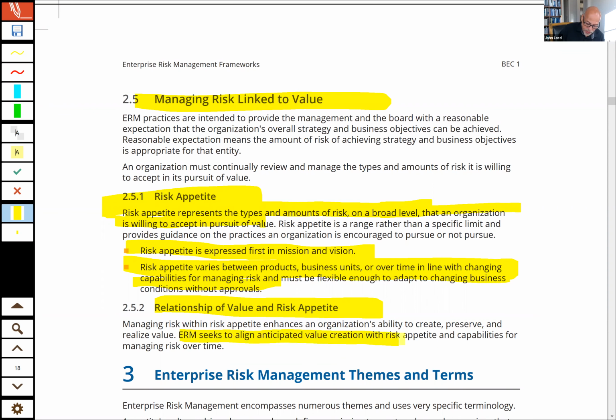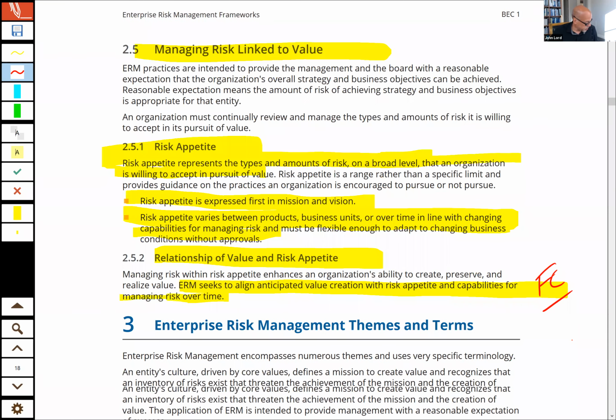ERM seeks to align anticipated value creation with risk appetite and capabilities for managing risk over time. Okay, so again, we're looking at the values of the company. We're looking at how different risks are going to affect our ability to achieve value, within the constraint of our core values and our culture, et cetera. And then we're going to look for risks that are going to affect that, and then we're going to manage those risks accordingly.